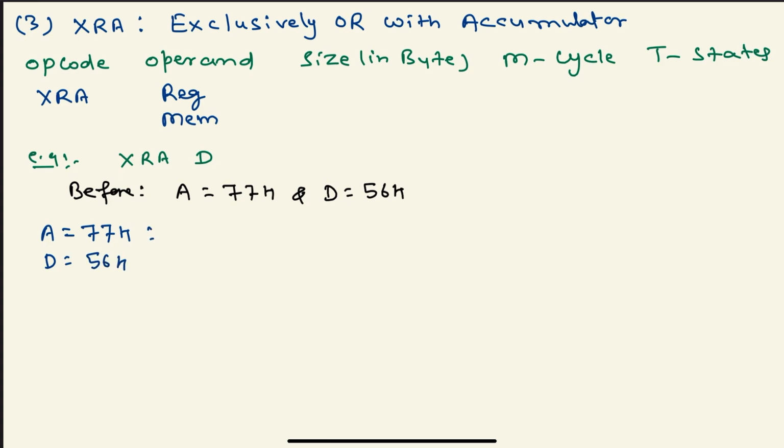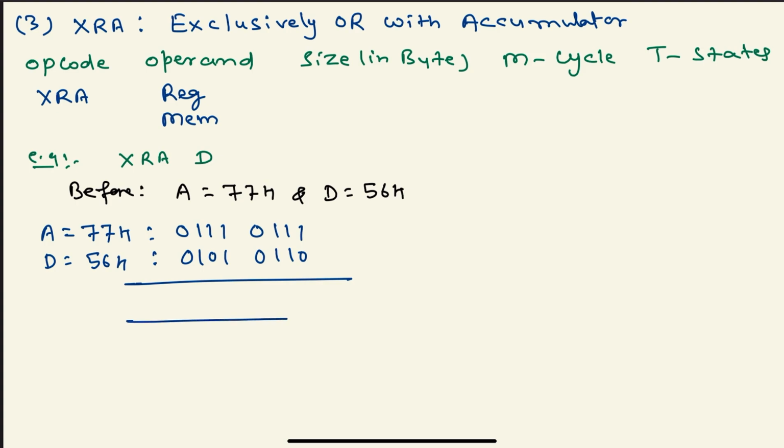Their binary patterns will be: 77H can be written as 0111 0111. Now for 56H, 5 can be written as 0101 and 6 can be written as 0110. As in the previous video where I explained the XOR operation, if both the inputs are the same, then the output will be 0. That means if both inputs are 00 or both inputs are 11, then their XOR output will be 0. If the inputs are different, like 01 or 10, then their output will be 1.